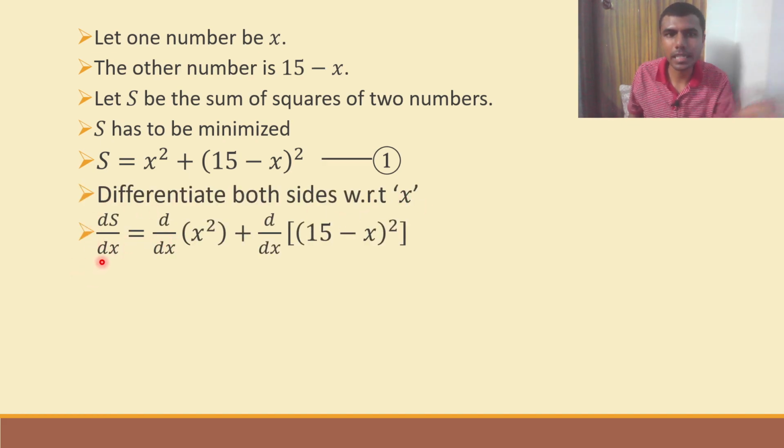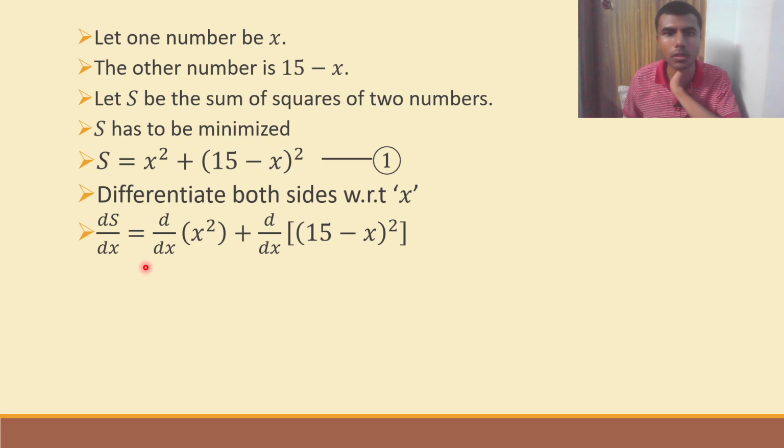So dS by dx is nothing but, listen carefully, the derivative of x squared plus the derivative of (15 minus x) whole squared. This is easy. What is the derivative of x squared? 2x. That is pretty simple. But what is the derivative of the other term? Some of you could have trouble here, so listen carefully. The derivative of x squared is 2x. We know the formula: the derivative of x to the power n is n x to the power n minus 1.